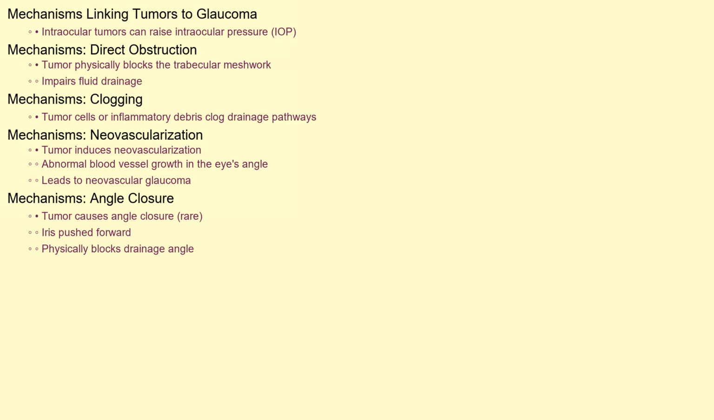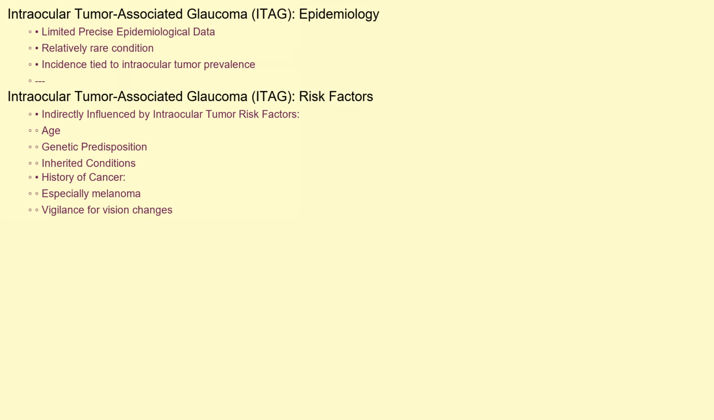Finally, in rare cases, the tumor can cause angle closure, where the iris is pushed forward, physically blocking the drainage angle. Unfortunately, precise epidemiological data specifically for intraocular tumor-associated glaucoma is limited. This is because it's a relatively rare condition. However, we know that the incidence is directly tied to the prevalence of intraocular tumors. Therefore, risk factors for intraocular tumors, such as age, genetic predisposition, and certain inherited conditions, can indirectly influence the occurrence of this glaucoma type. Furthermore, individuals with a history of cancer in other parts of the body, especially melanoma, should be vigilant for any changes in their vision.